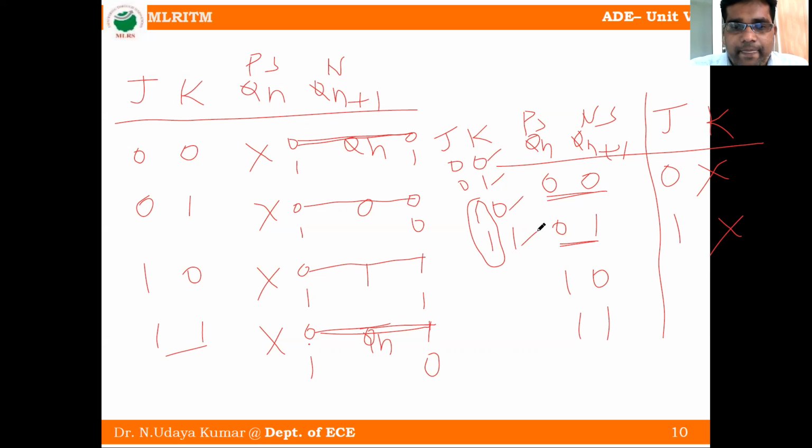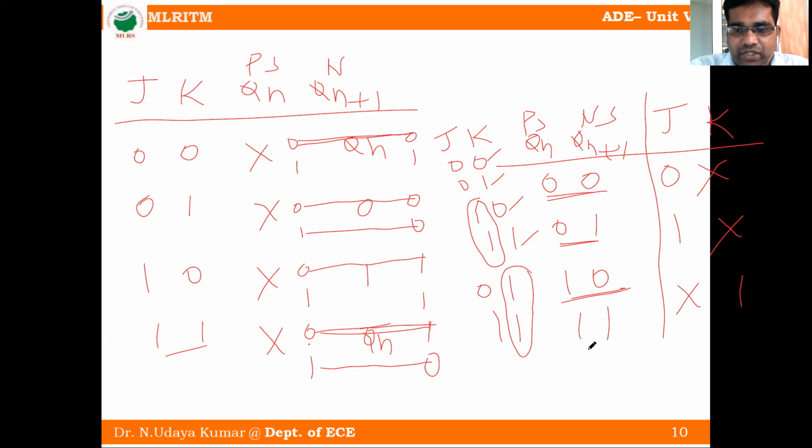Okay. Next we will see the 1 0 case. So 1 0, this is one combination. One combination 1 0 means 0 1, and the other 1 0 combination means 1 1. So here the mandatory input is K. K is equal to 1 as the mandatory input, and J is don't care, either 0 or 1.